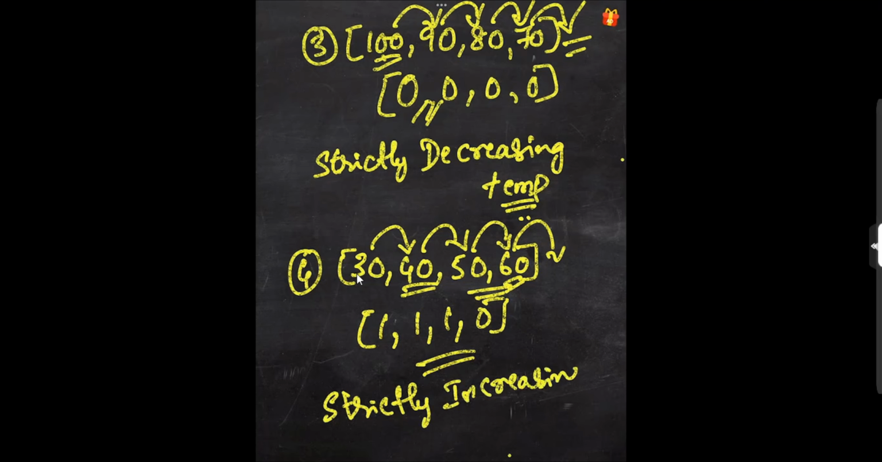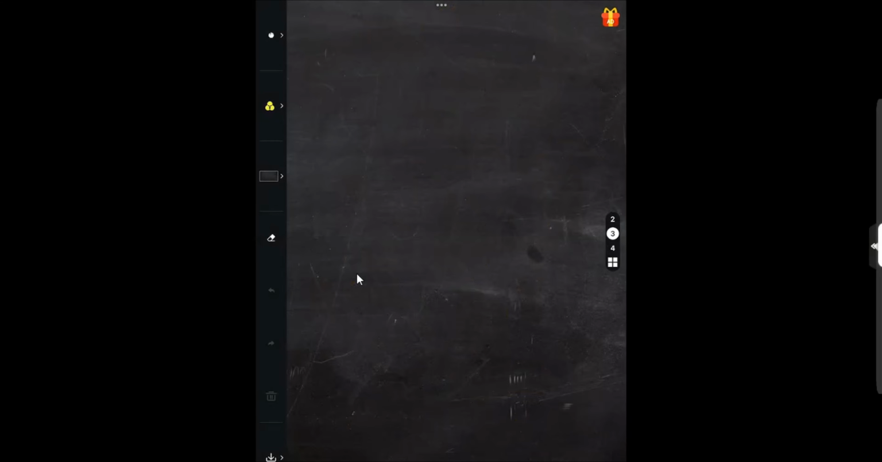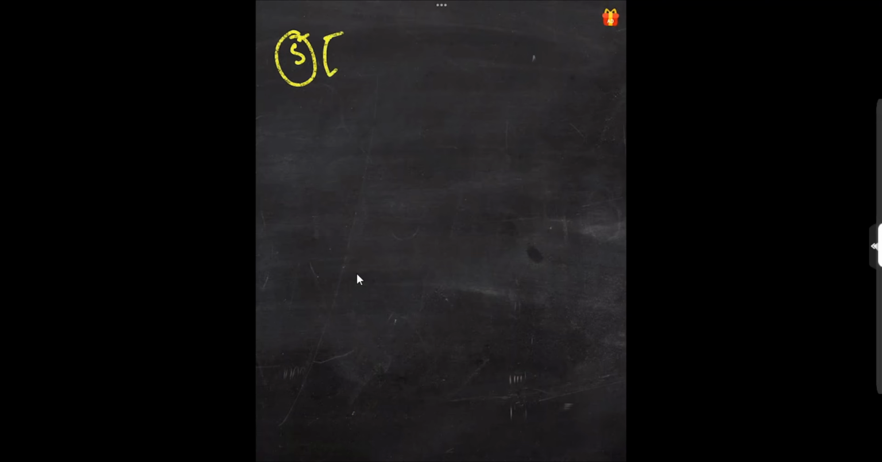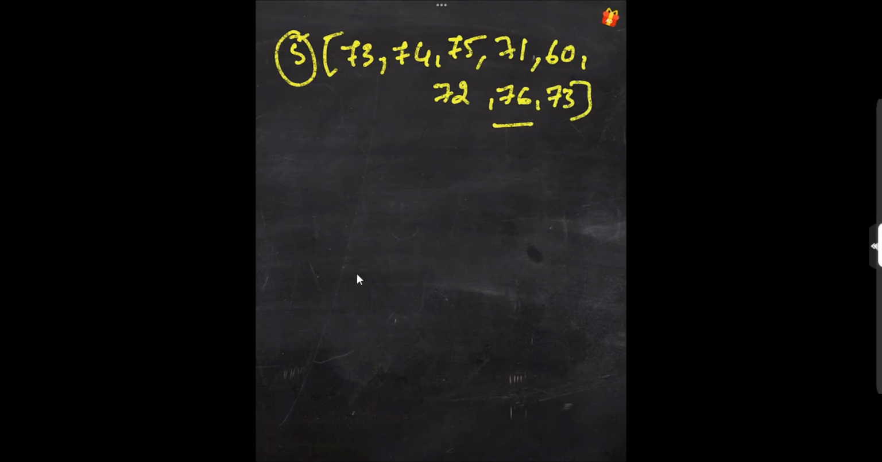So we saw strictly decreasing temperature and strictly increasing temperature. So let's go with the final edge case, nothing but mixed pattern. So this is the example one. I don't have to explain this one, I have already explained this one. 73, 74, 75, 71, 60, 72, 76, 73. That's what we have. I have already explained this one, right?